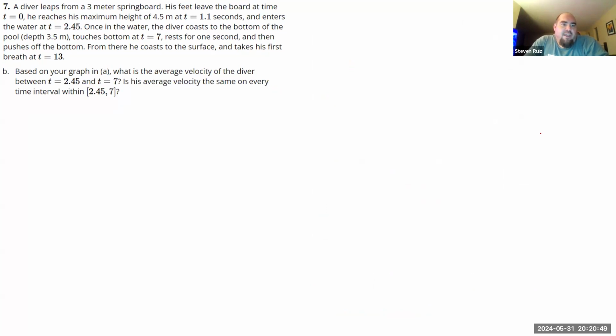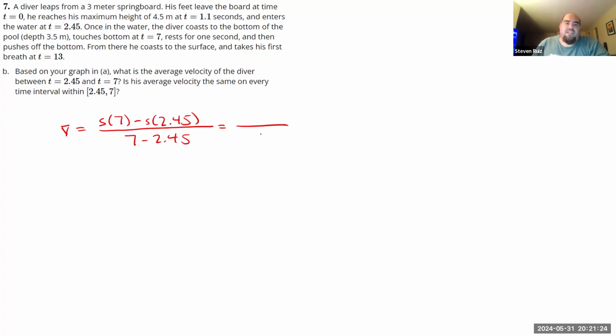Based on your graph in part A, what is the average velocity of the diver between 2.45 and 7 seconds? So we've done a lot of average velocity calculations so far. Before we go back to our last slide and visit the graph, how do we find average velocity? Well, that's going to come from our change in position. So what is our position at 7 seconds minus our position at 2.45 seconds? And divide that by the change in time here. So our change in time is going to be 4.55 seconds.